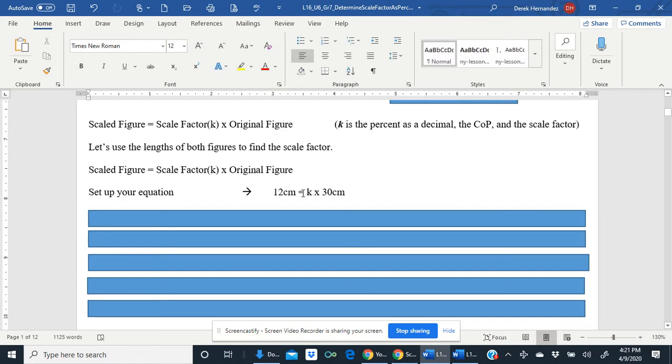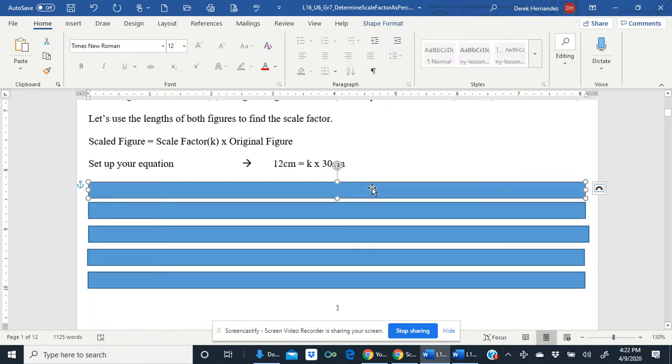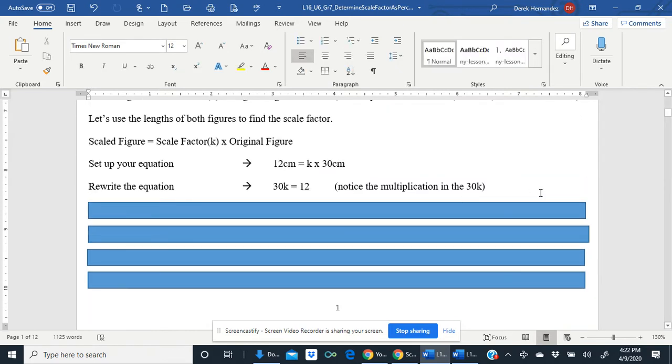Set up your equation. 12 centimeters is equal to k times 30 centimeters. 12 centimeters came from the scaled figure, 30 centimeters came from the original figure. Rewrite the equation using the commutative property. I like to have variables on the left. So I multiplied 30 with k and I got 30k, then it equals 12. Notice the multiplication in the 30 times k.